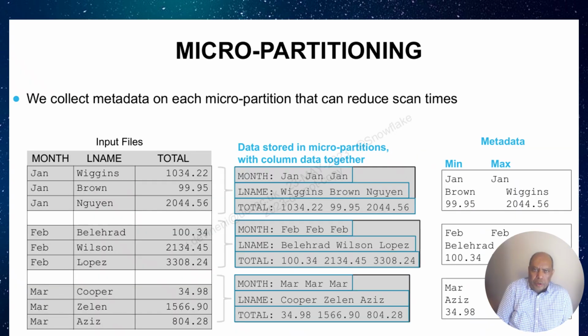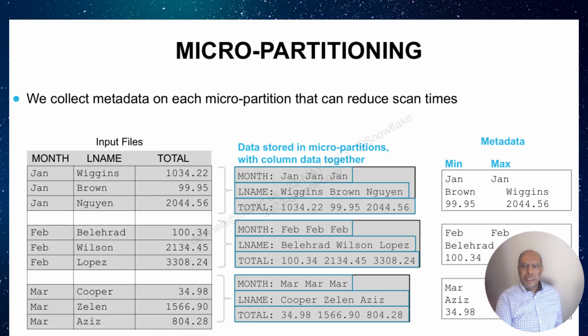Snowflake does not just break your tables into micro-partitions. It also collects rich metadata about each micro-partition. This metadata is one of the key reasons Snowflake queries are fast. Natural ordering during load: as new data is loaded, Snowflake preserves the natural order of the incoming rows. In the example on the left, the January rows arrive first, and then February, and then March. Snowflake writes each group into a separate micro-partition.